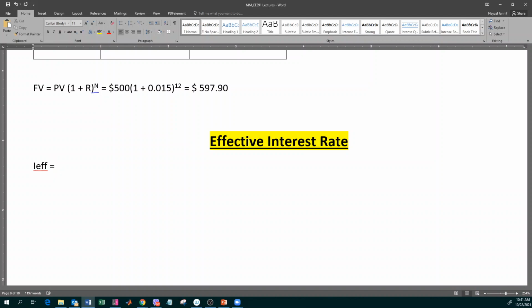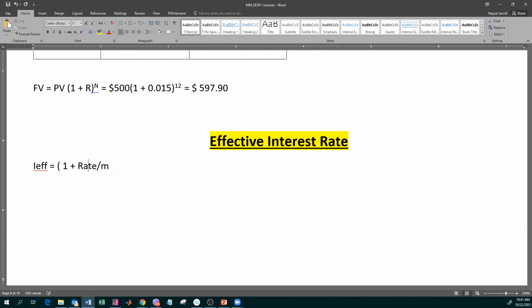1 plus, if you look at the problem which we did, we take our rate and then we divide it by M. Rate over M.